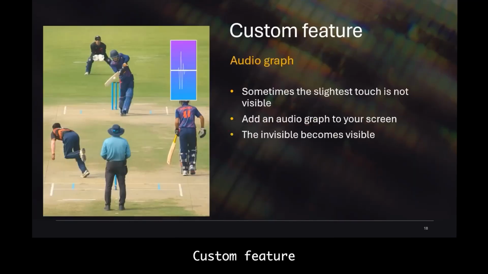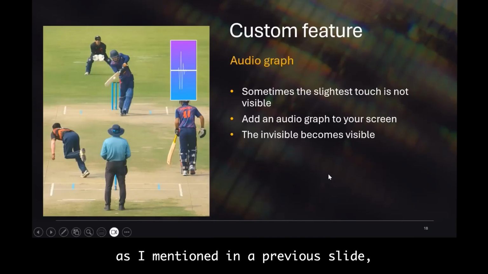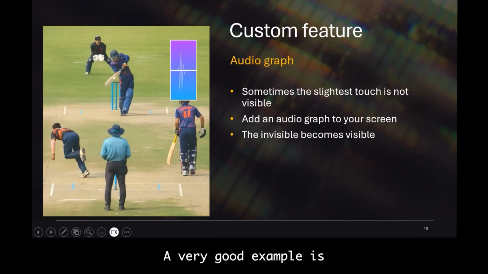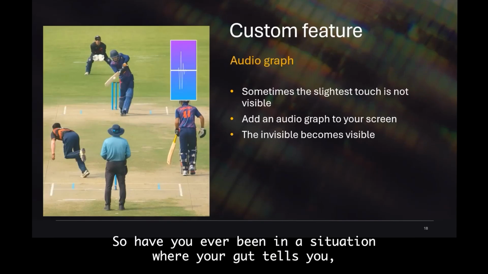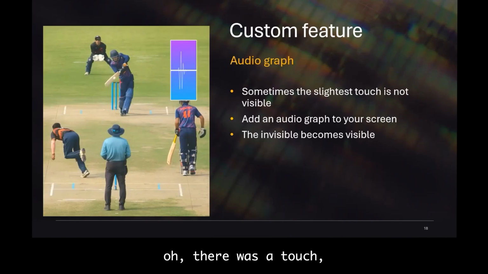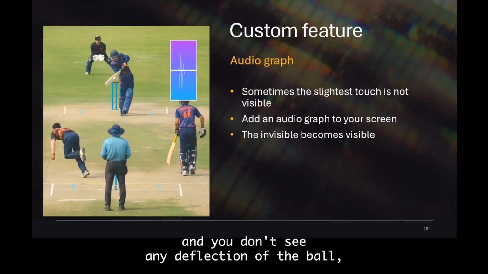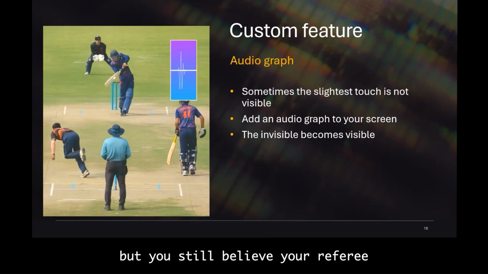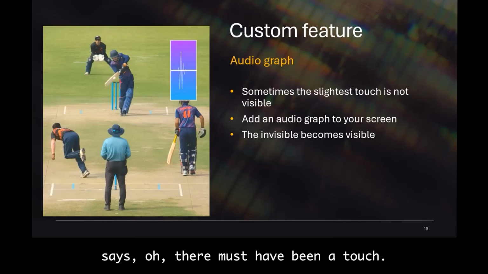Custom feature. As I mentioned in the previous slide, custom features can be added. A very good example is the above image. Have you ever been in a situation where your gut tells you, oh, there was a touch, but you review the images and you don't see any deflection of the ball, but your referee gut still says, oh, there must have been a touch.